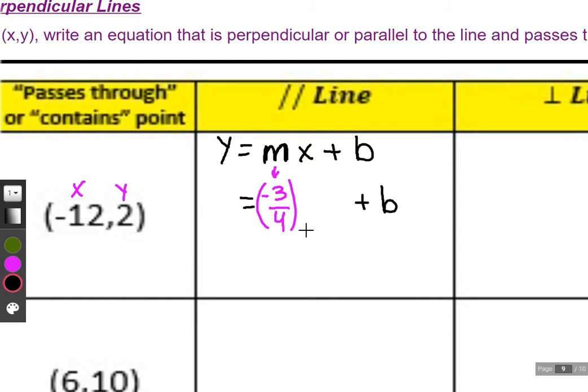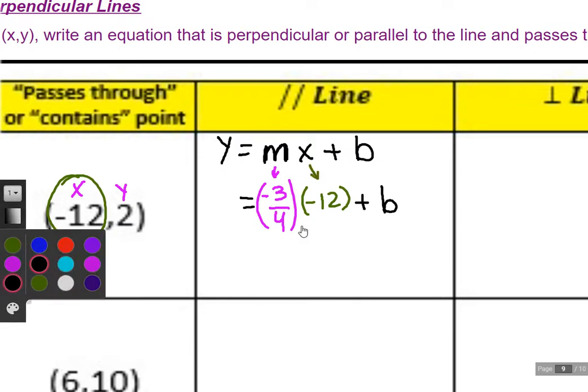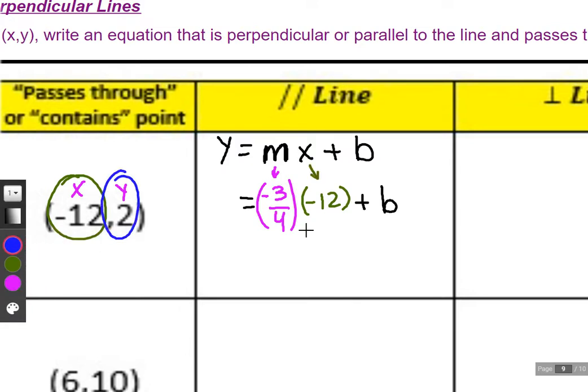So here we know the x value, at least temporarily, has to be a -12. Okay, so we'll substitute that in. Okay, and then the y value, at least at one point temporarily, is going to be a 2. So with all this substitution, now we can simply solve for b.